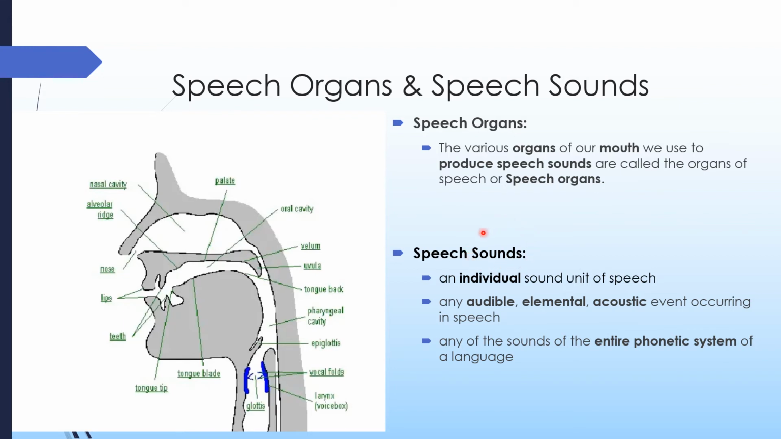Through these speech organs we can produce the sounds which are referred to as the individual sound units of speech and considered as speech sounds, and those speech sounds are audible, elemental, and acoustic. That means you can hear the sounds, you can produce them, and of course you can receive those sounds as well. Any of the sounds in this entire phonic system constitutes a language. So these sounds will enter into a phonetic system and mix with language. That could be Bangla, that could be English, or any other language.